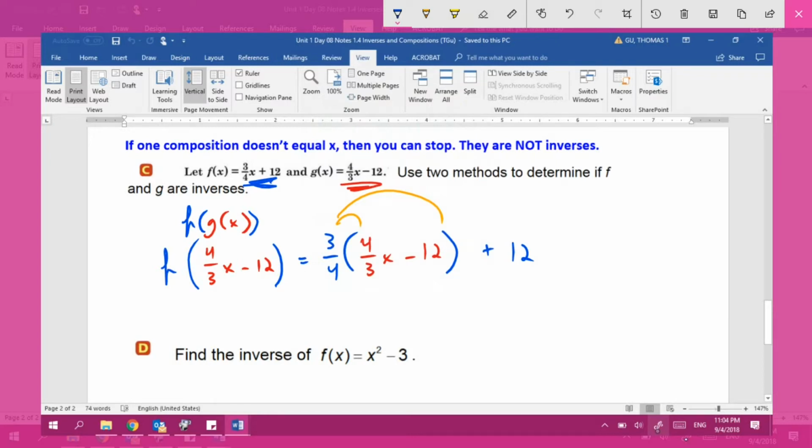Let me just do this on the side so we can see. 3 over 4 times 4 over 3. We multiply straight across. What's 3 times 4? 12. What's 4 times 3? 12. This equals 1. So then this just means we got x over here, right?